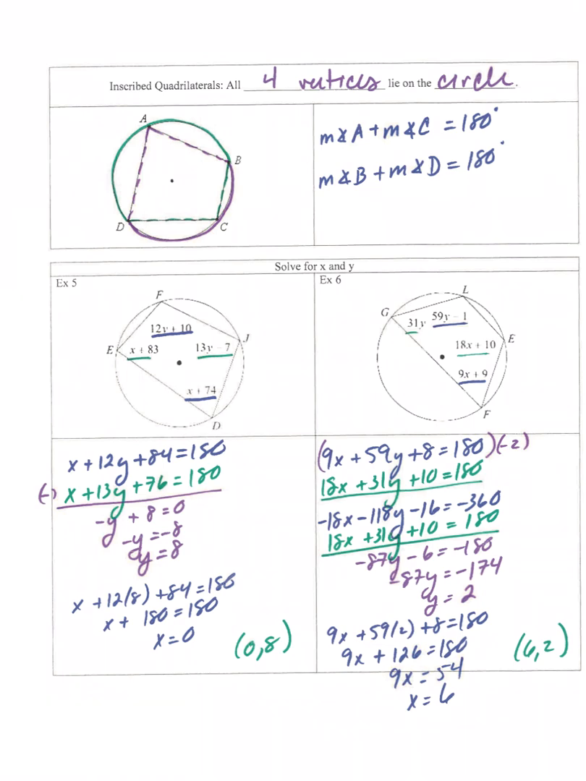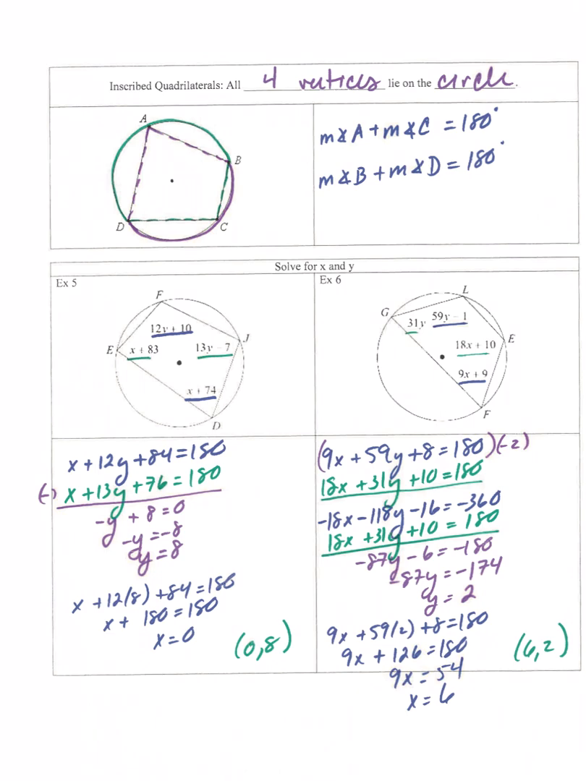All right, so examples 5 and 6, we're going to solve for x and y, and we're going to go back and bring in a unit that we did in first semester. Let's remember how to solve simultaneous equations. Opposite angles are supplementary. So if I add angle F and angle D, I get x plus 12y plus 84 equals 180. And angle E and angle J, I get x plus 13y plus 76 equals 180.